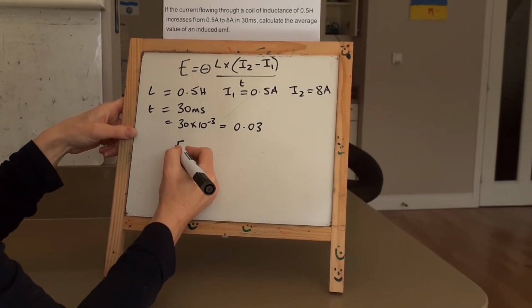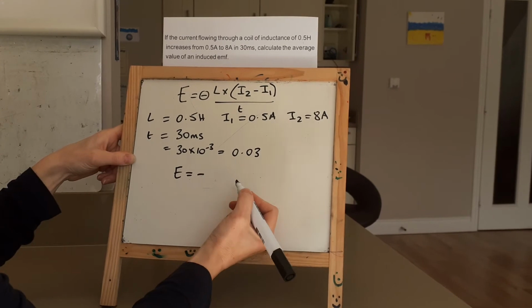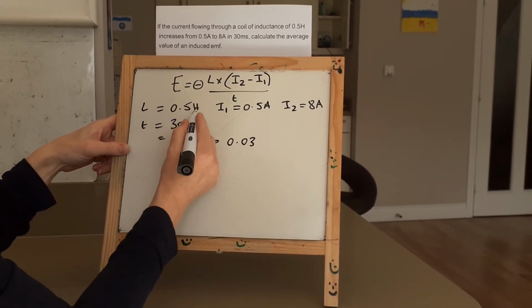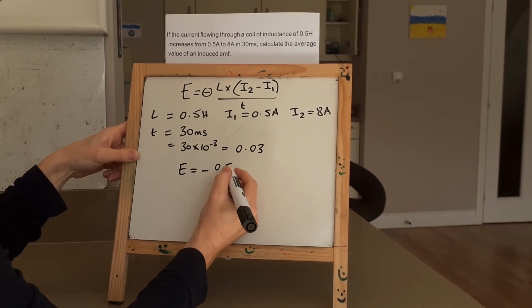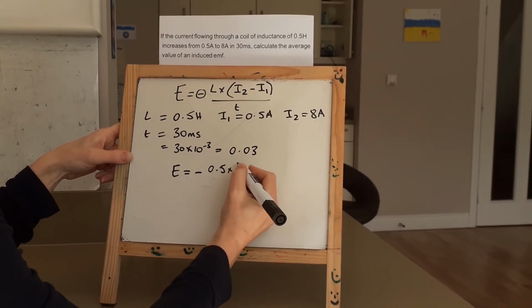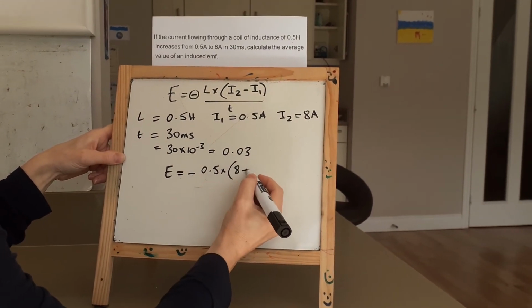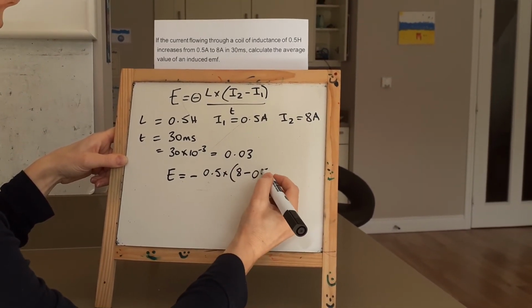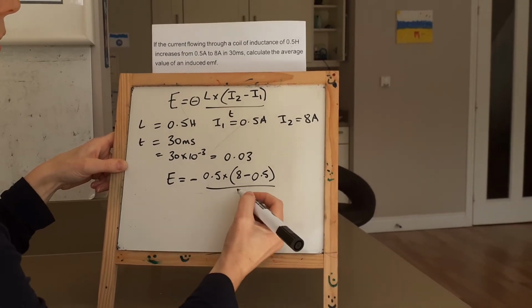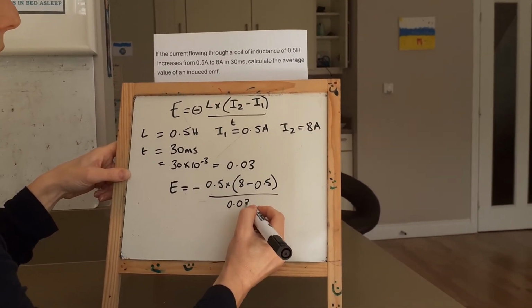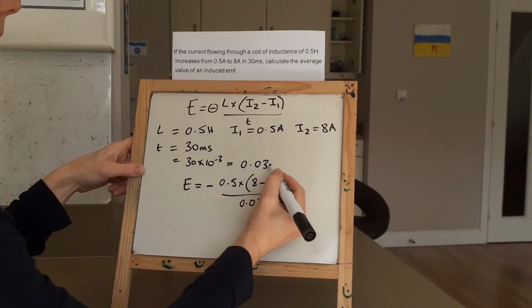So back to our formula. We're keeping that minus sign there. And now we need our L, which is our 0.5, and that multiplies by our I2 minus our I1. And that's all divided by our time of 0.03 seconds. Okay.